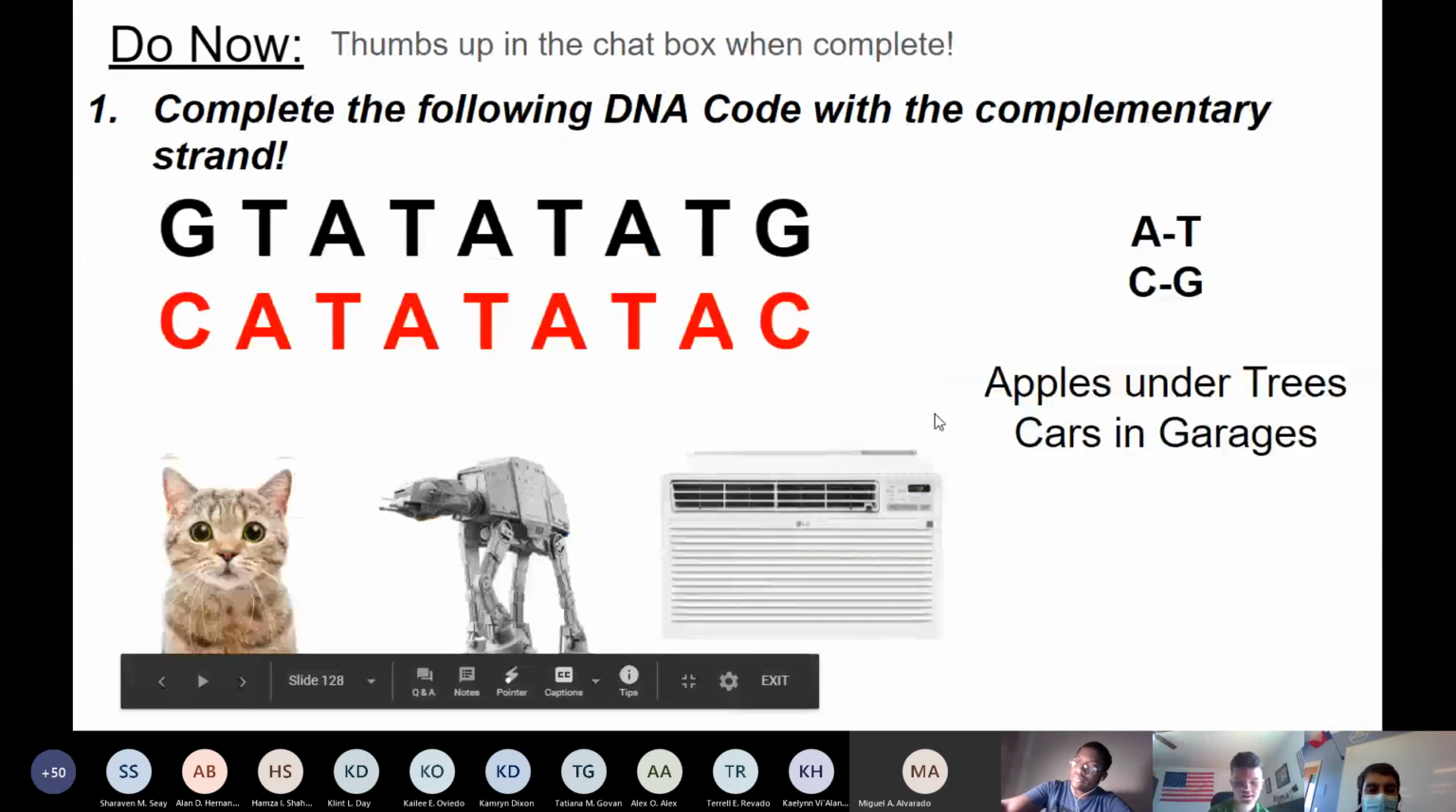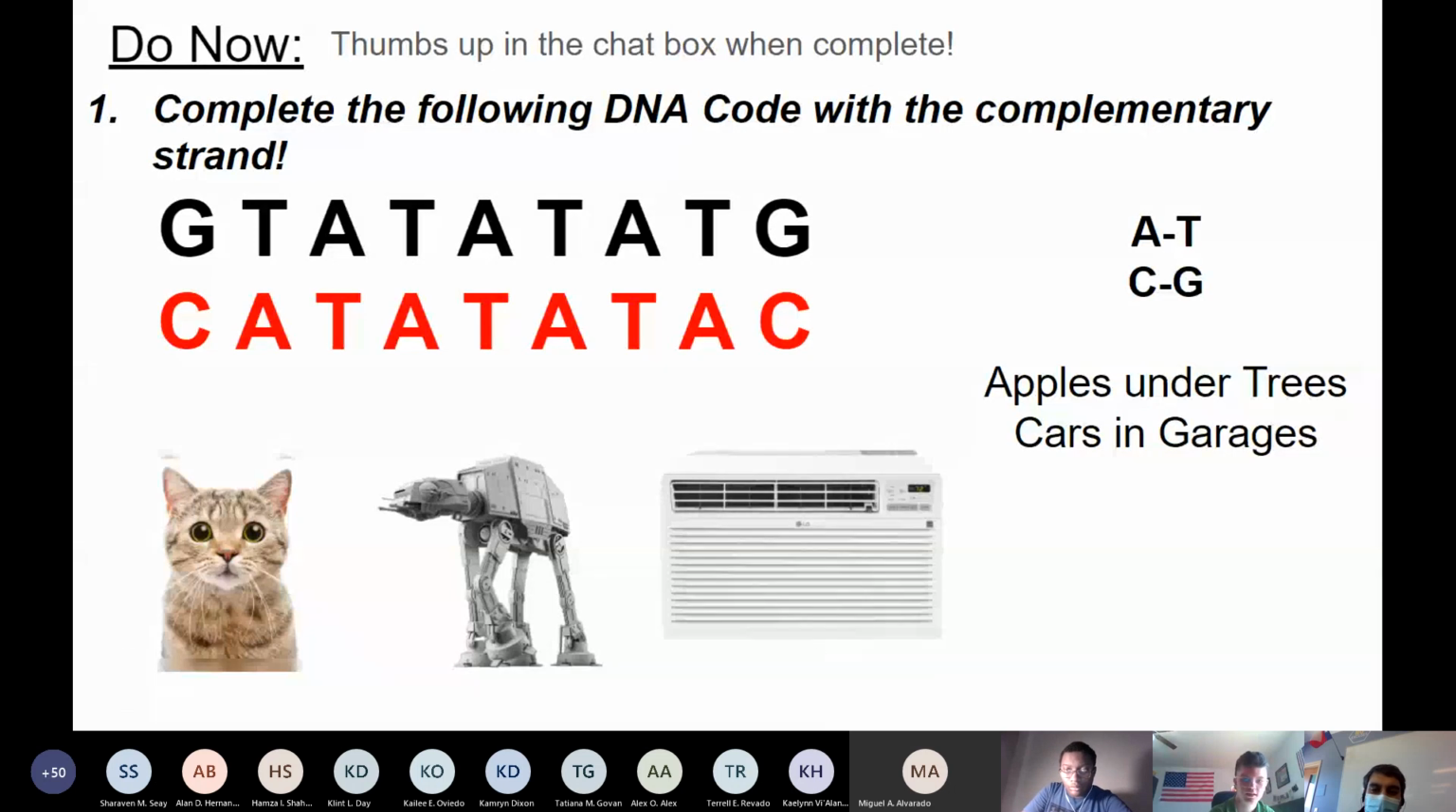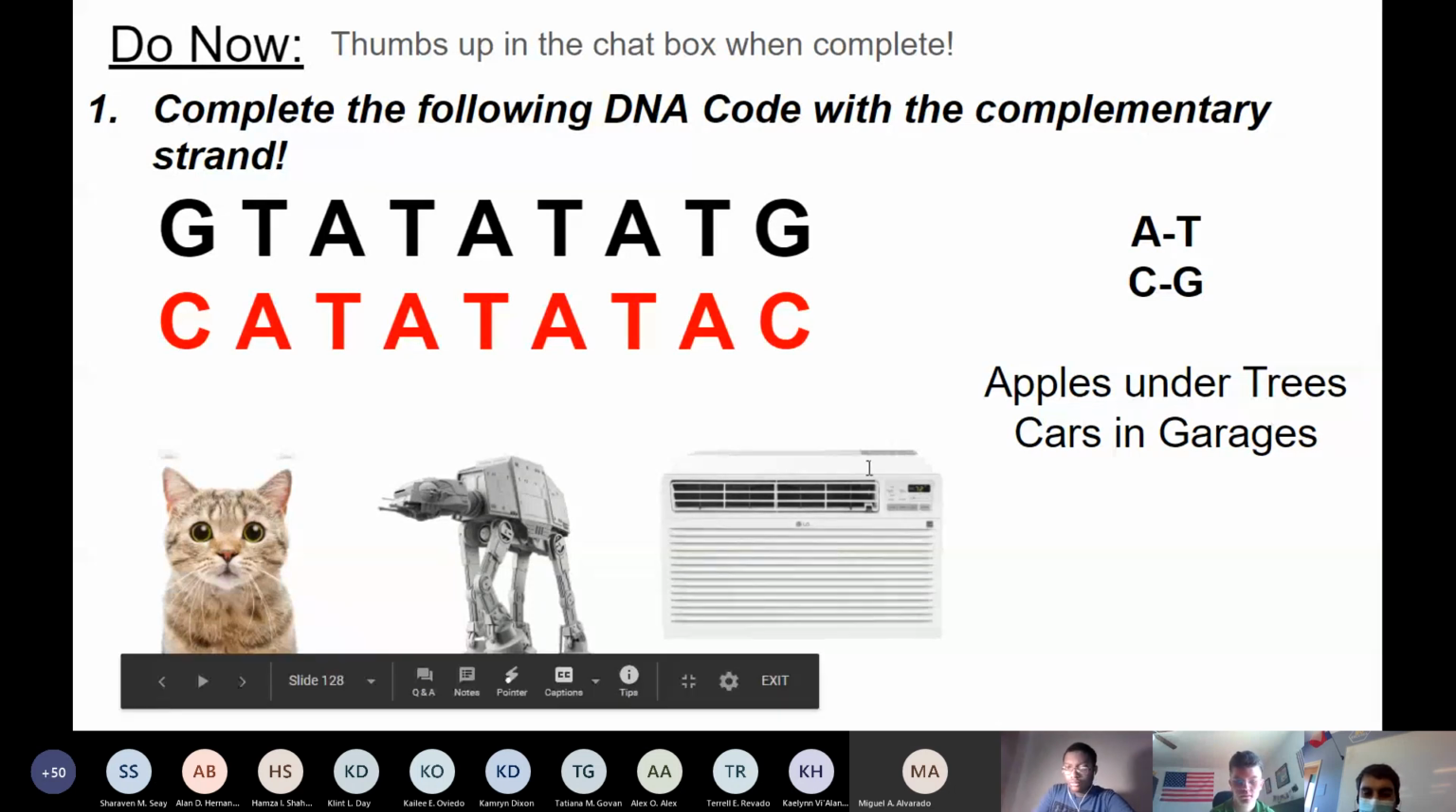All right, very good. So that's what we're doing with the complementary strands. Remember that A binds with T, C binds with G. These will be very easy points to get on the STAAR, right? Especially when it comes to DNA. So here we've got CAT, AT, and AC. All right, pretty simple, right? Are there any questions about this one?